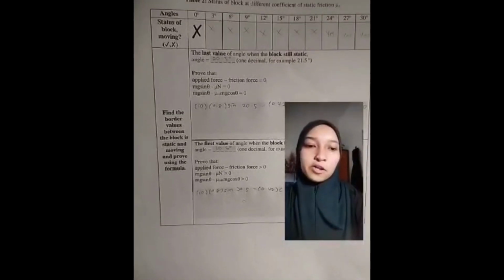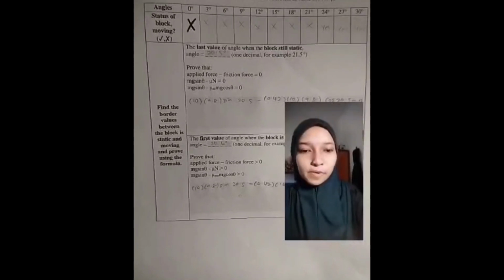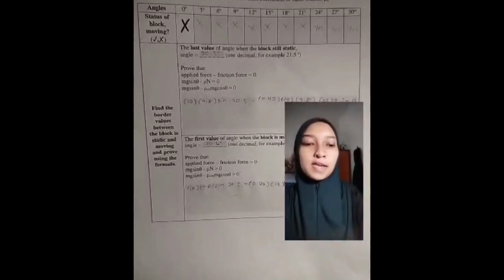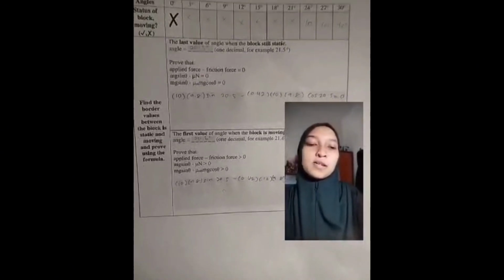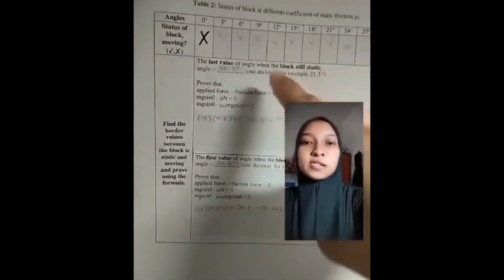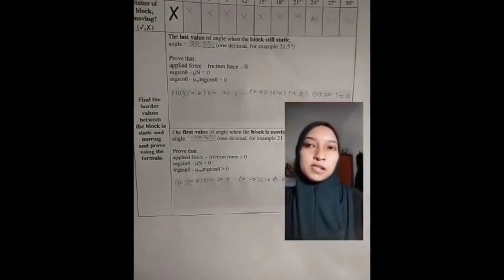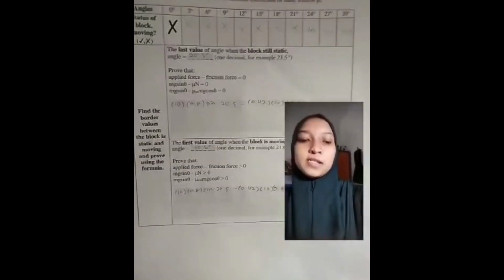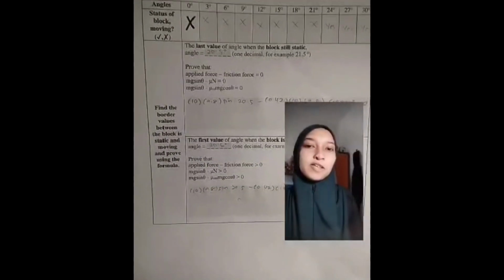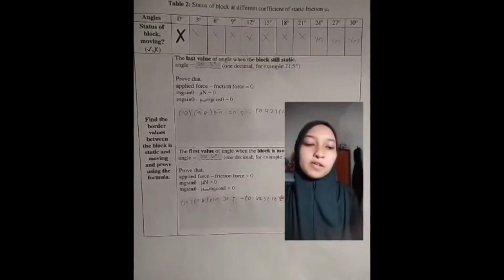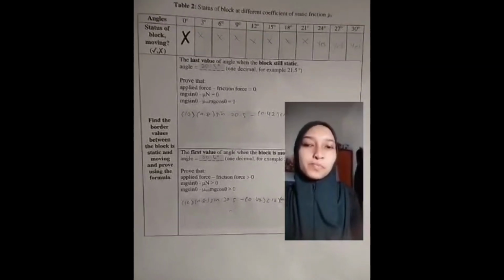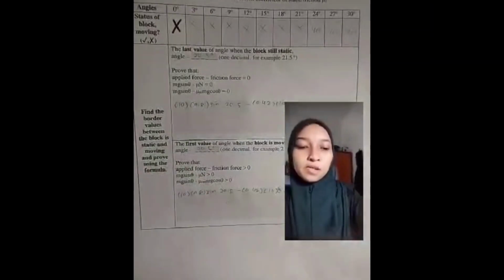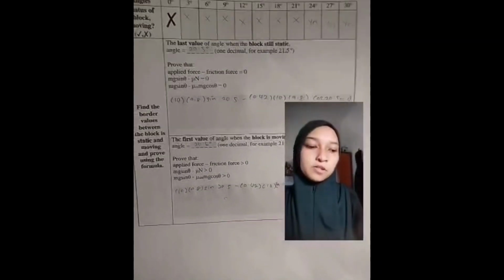Hi, I'm member 3. I will explain the angle experiment in table 2. We stay with the same website and we key in the same values into the website. If we put 0, it is not moving, so we have X here, and when the angle is moving, we put yes here. Then we find the final angle for when the block is not moving and when it starts moving. We put it here to prove whether it equals 0 or not.